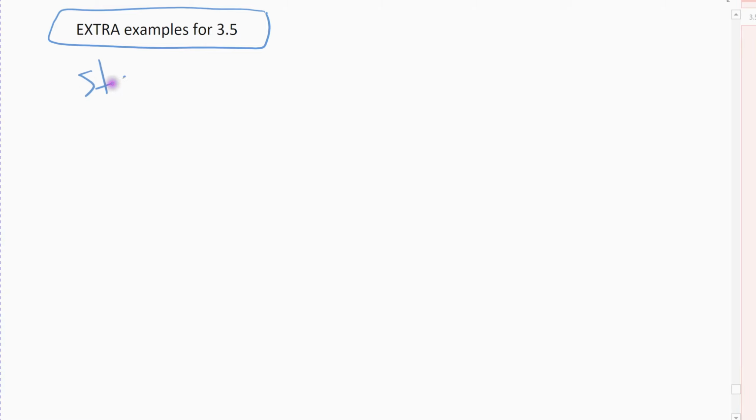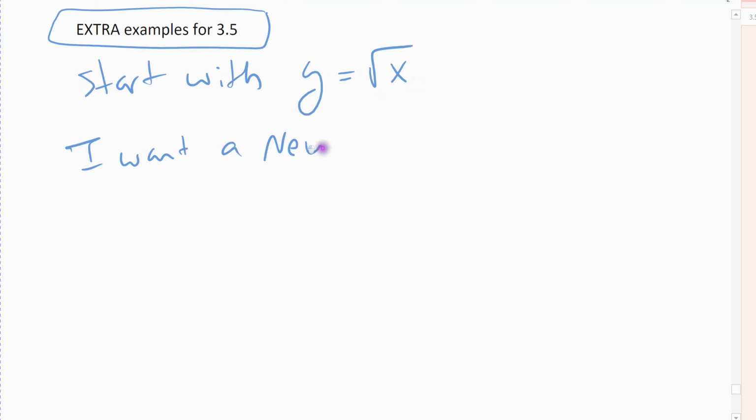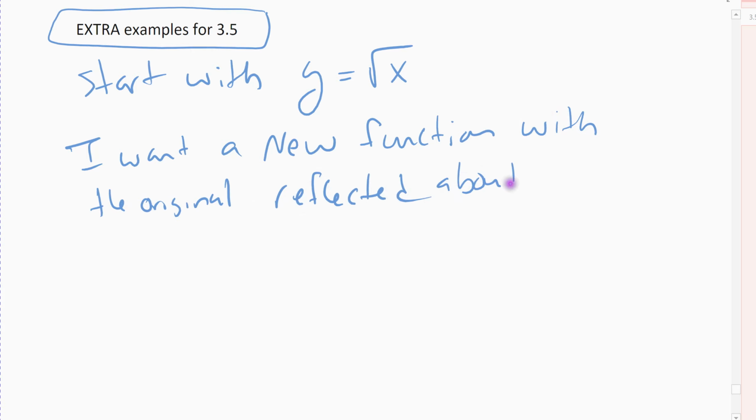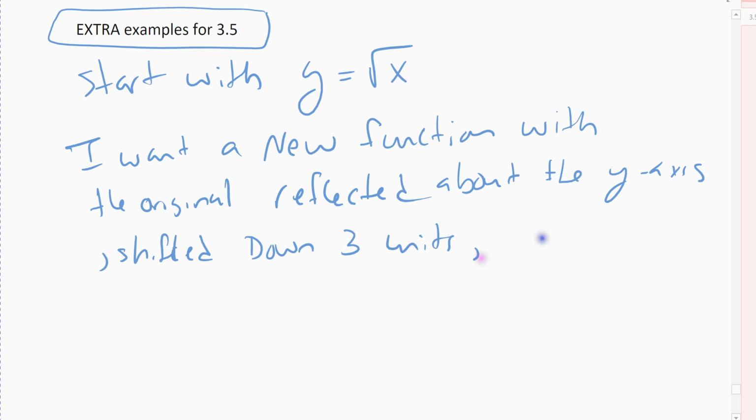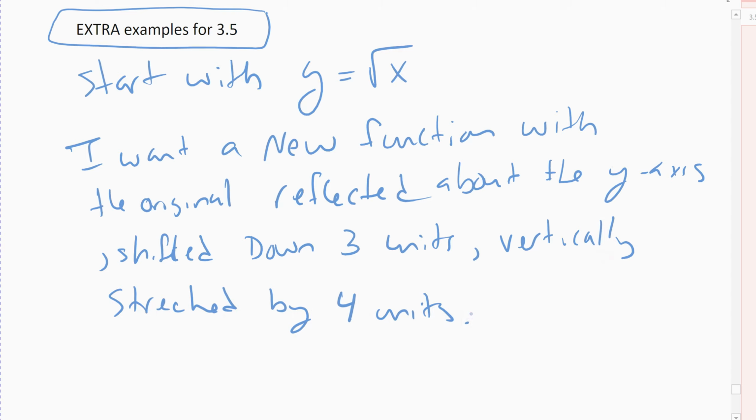So the first one, suppose we start with the function y equals the square root of x. All right, then I want a new function with the original reflected about the y-axis, shifted down 3 units, and vertically stretched by 4 units. Alright, so there's 3 transformations to get my new function.